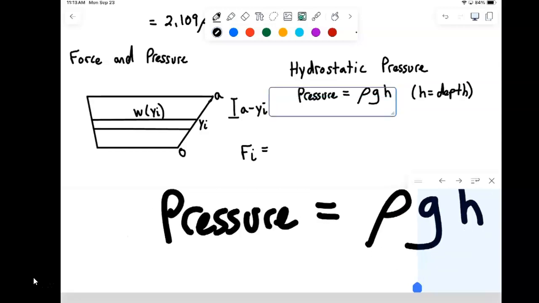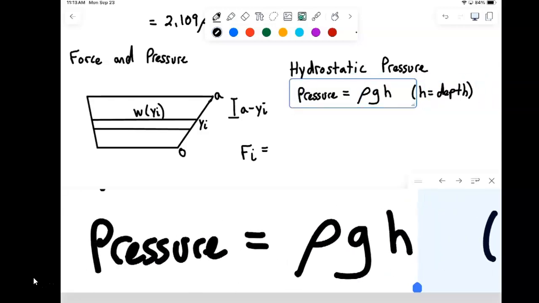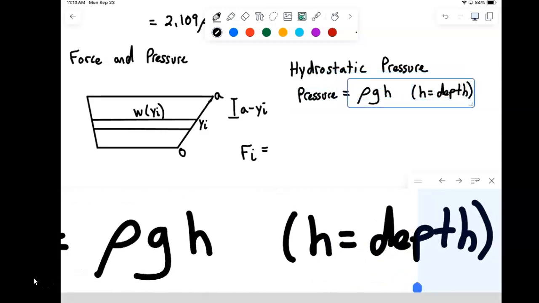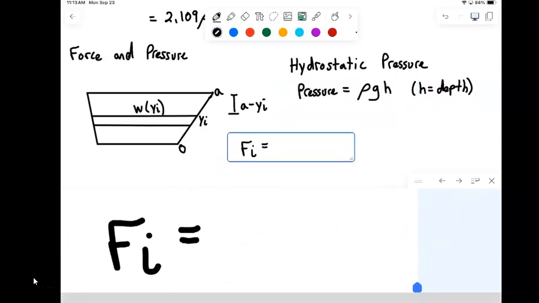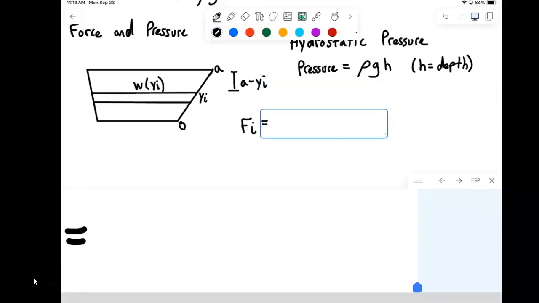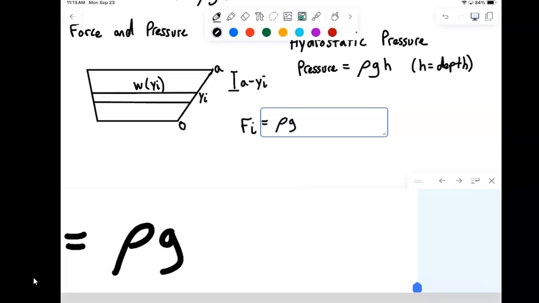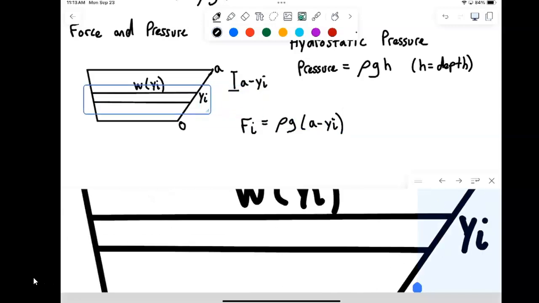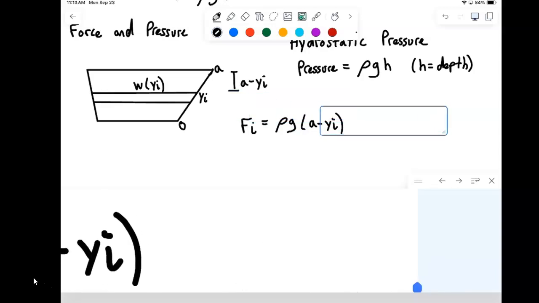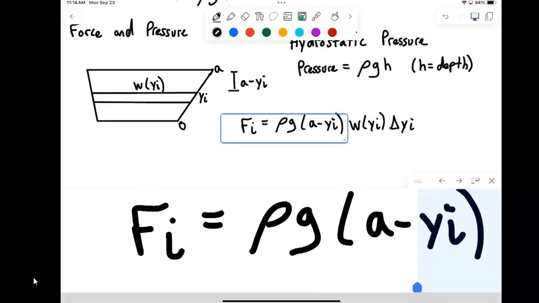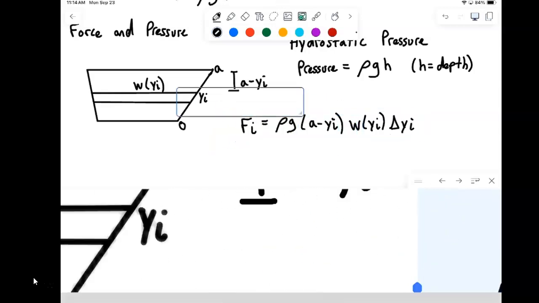This is actually the force that's exerted on a body at that depth, which is actually called the pressure, which is the force divided by your surface area. So it's actually not the force; the pressure is what's being exerted on a body. So now we're back to F sub i. It's just going to be the pressure that we have, rho g times the current depth, A minus y sub i, times how much surface area we have here. Well, the surface area is basically approximated as the width times delta y sub i. We figure out the surface area, and that's how we get our total force for that segment.